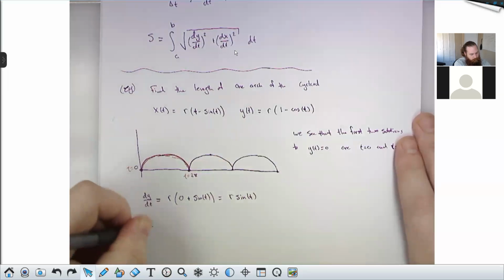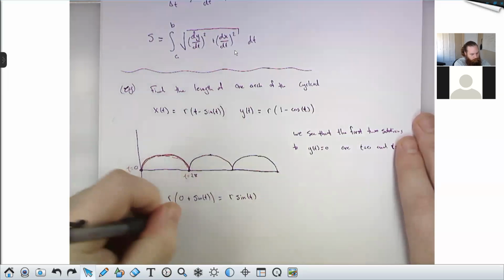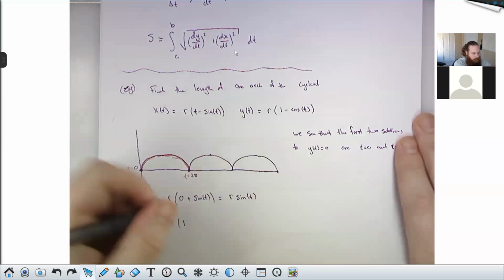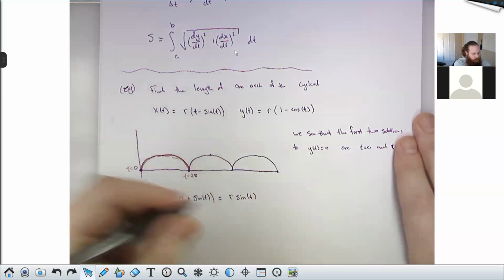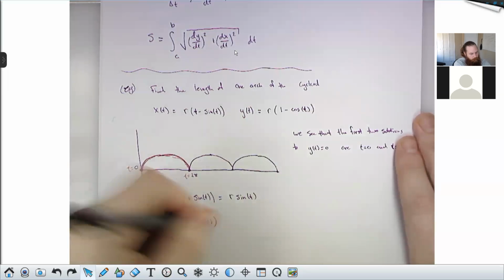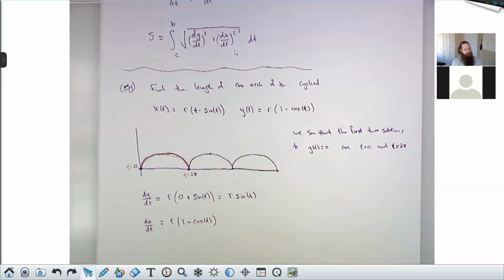And dx dt, if I differentiate this, the r, again, is a constant multiple to come along for the ride. Derivative of t is 1. Derivative of sine t is cos t, so this is 1 minus cos t. And one of the things that I always found interesting about this curve is that the time derivative of x is y. That is a neat property.